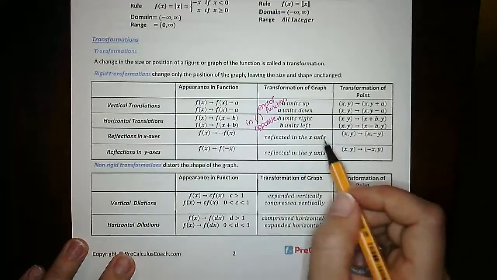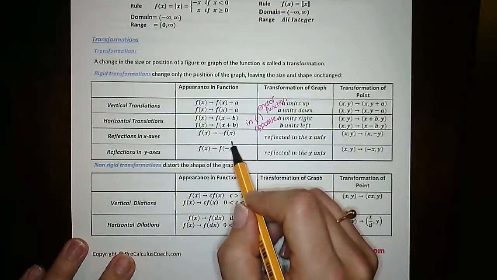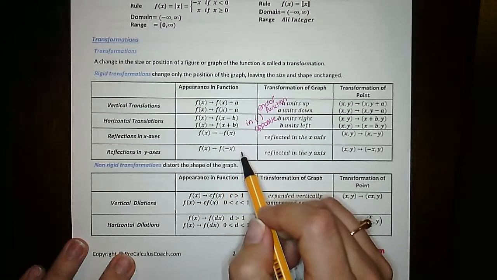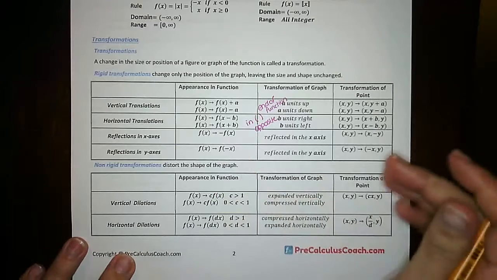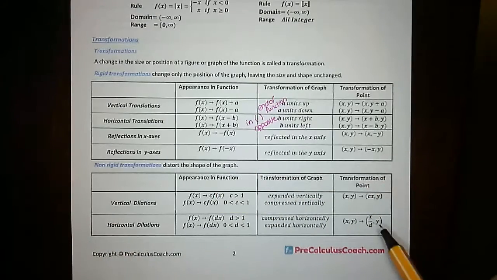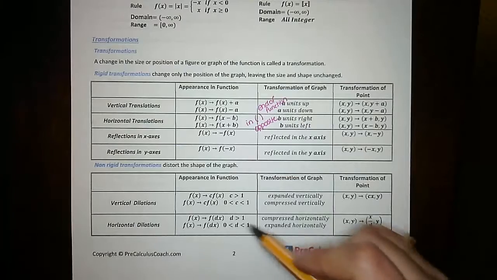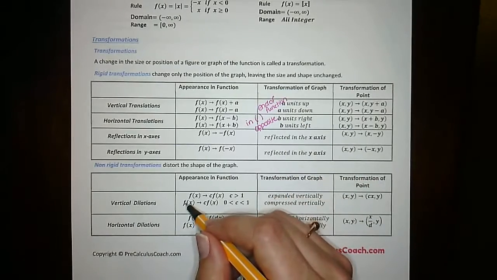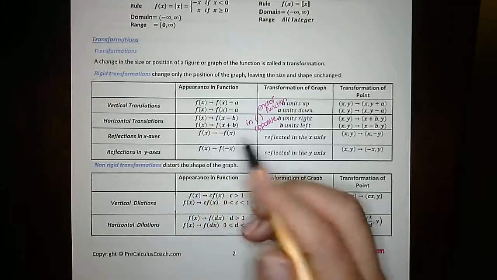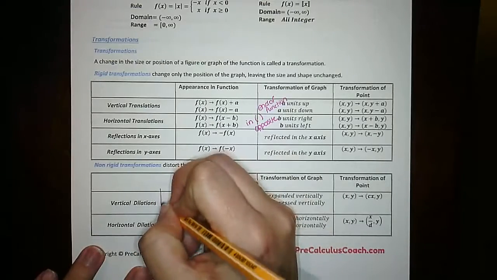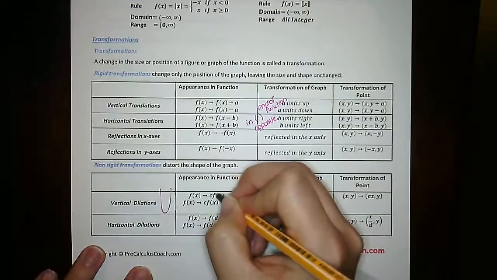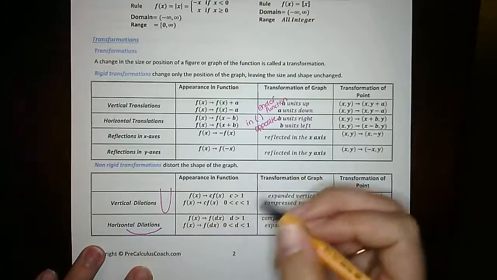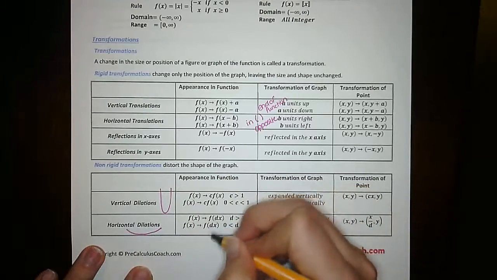Reflection over the x-axis, the whole function's negative. If it's a reflection over the y-axis, you're just going to change the sign of the x value. And then dilations, you just multiply by a number in front. If it's a vertical dilation, meaning it's stretching or shrinking vertically, it's a number that's multiplied in front of the function. Horizontal dilations mean it's getting fat. You're going to multiply the x by a number.